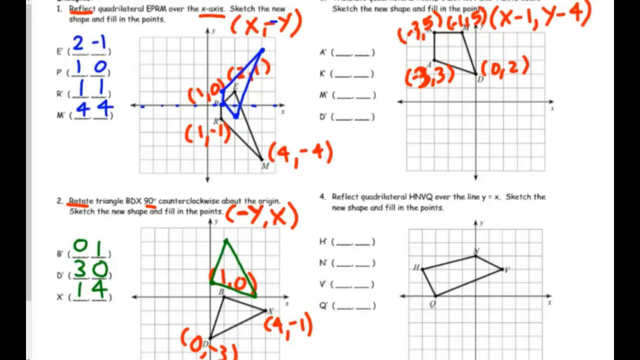So for letter A, negative 3 minus 1, negative 4. 3 minus 4, negative 1. For K, negative 3 minus 1, negative 4. 5 minus 4 is 1. Negative 1 minus 1 is negative 2. 5 minus 4 is 1. 0 minus 1 is negative 1. And then 2 minus 4 is negative 2.